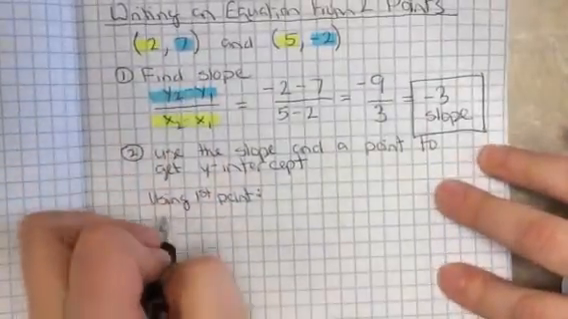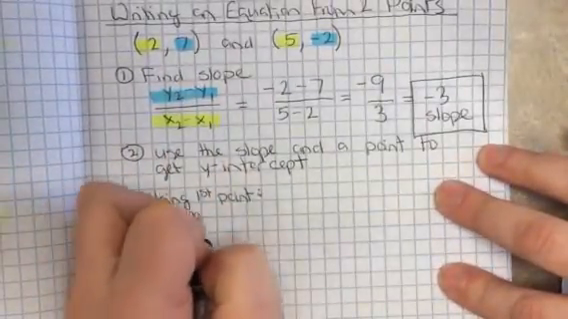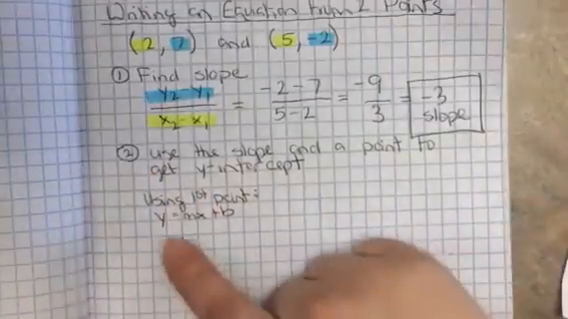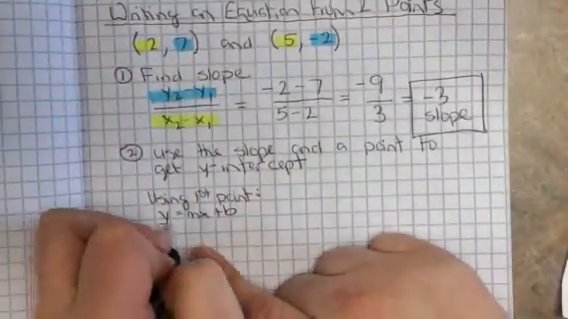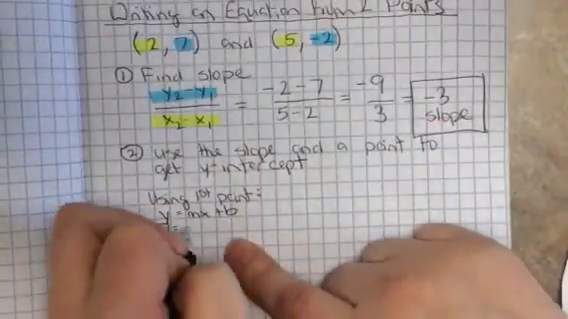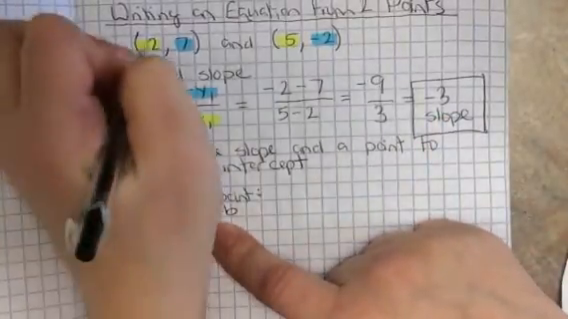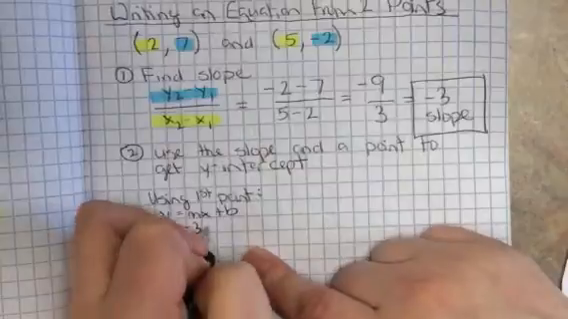So if I use the 2, 7, and I drop everything into my equation outline where it goes, that y is going to be a 7. My slope is a -3. The x is going to be the x part of the coordinate, which is 2.